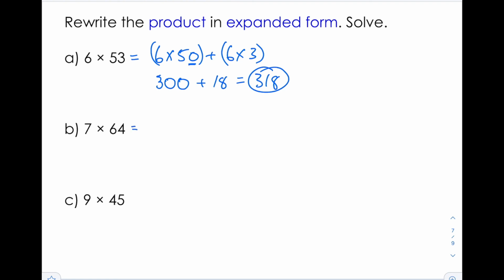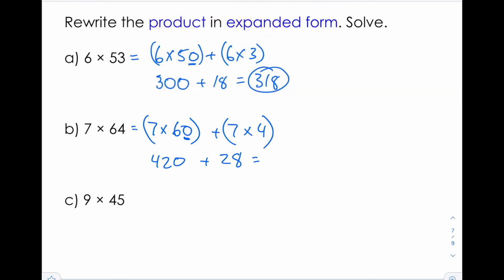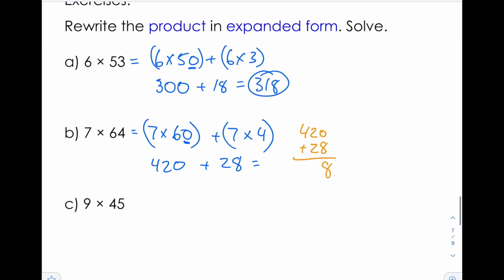7 times 64 breaks into 7 times 60 plus 7 times 4. 7 times 6 is 42. Add that extra 0, 420 plus 28. If I find that too hard to do in my head, nothing's stopping me from doing a quick little addition on the side. Here I have 8, here I have 4, here I have 4.